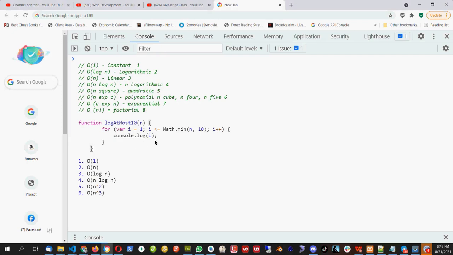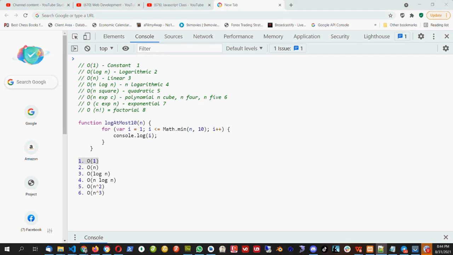Let's take another number. I am doing Math.min of n and 10. What is the right answer? Ali is saying 1. Ola is saying 1. Nikhil is saying 1. 1 is the right answer, because no matter what number I send for n, it will go a maximum of 10 times. Since it will go a maximum of 10 times, that is a constant number. So O of 1 is the right answer.